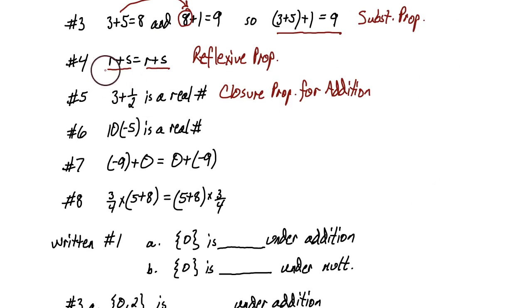Number 6, 10 times negative 5 is a real number. This is the closure property for multiplication. A real number multiplied by a real number will create a real number.